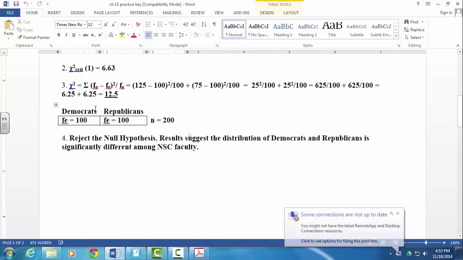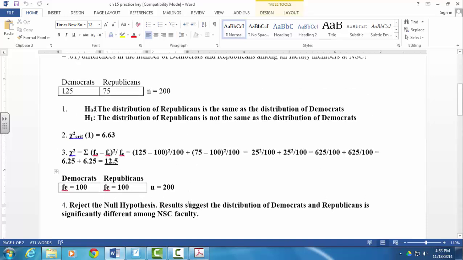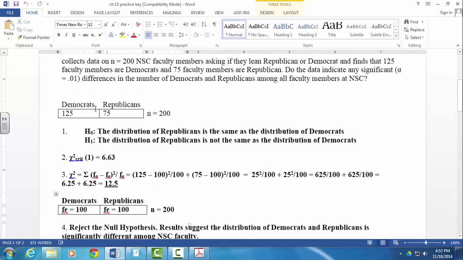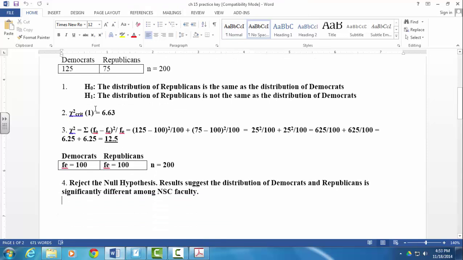Results suggest the distribution of Democrats and Republicans is significantly different among NSC faculty. So we supported the alternative hypothesis. Not the same, it's significantly different. So make sure in your conclusion that you mention the word significant, whether or not it is significant. You mention the groups that are the basis of your chi-square test for goodness of fit. And then you mention results: distribution of Democrats and Republicans is significantly different among who we're looking at, our NSC faculty.